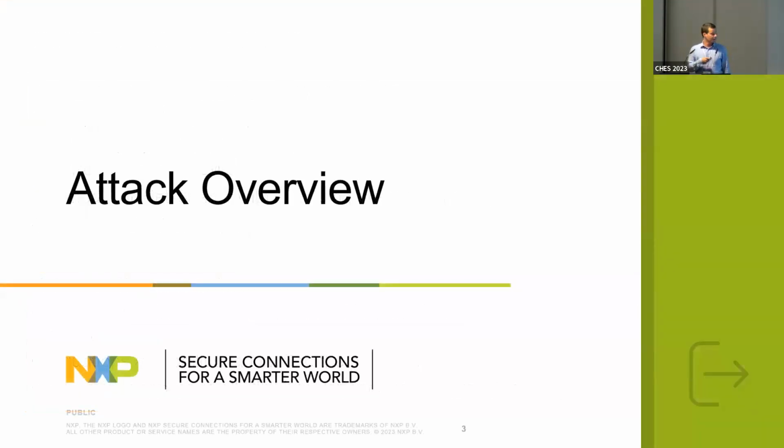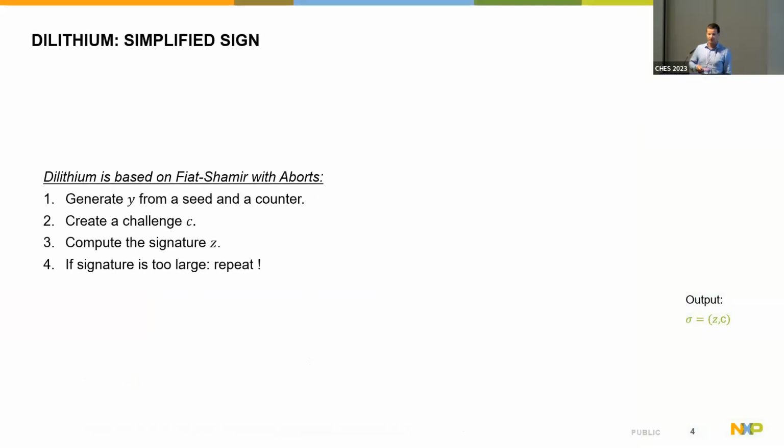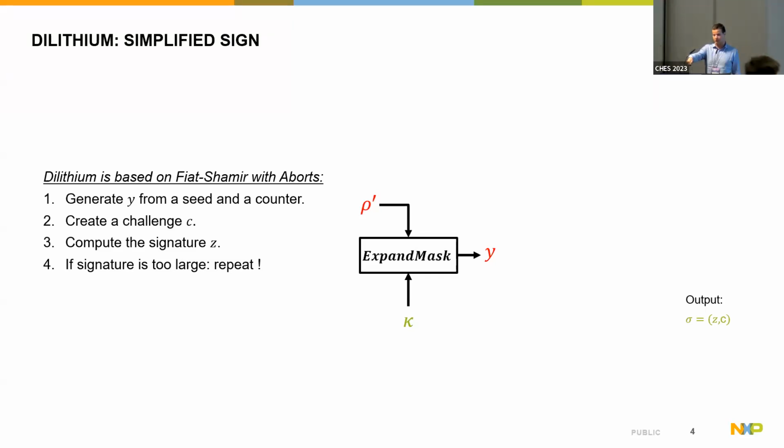Okay, so now an overview of the attack, and for that we start with Dilithium. What is Dilithium? Essentially, you start by generating a seed. Then you generate a mask Y, from ExpandMask, which is a function that takes a secret seed and a public counter kappa, and from a PRNG, you generate Y.